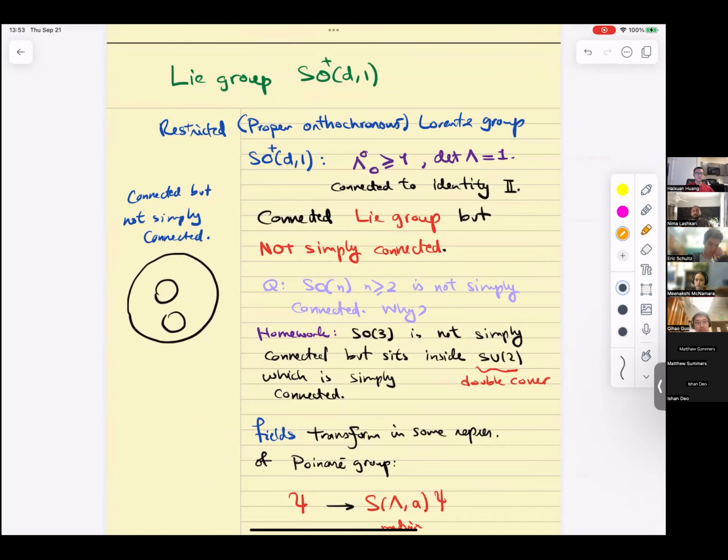Now, if you recall, when we were discussing Lie algebras and Lie groups, we looked at the Lie group sitting near identity. So because of that, we're going to focus on the component of the Lorentz group which is continuously connected to identity. That is called the restricted Lorentz group. It's written as SO plus D comma 1, or sometimes called this funky word, proper orthochronous Lorentz group. I'm just going to call it restricted Lorentz group and write SO plus D comma 1.